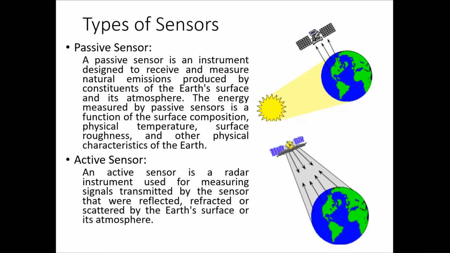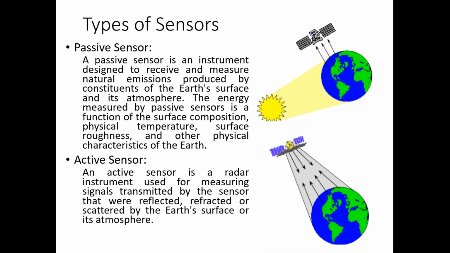And active sensors provide their own energy source for illumination, right? Can you give a general or common example for an active sensor? Mobile phone with flash, right? It's a general basic simple example for an active sensor, right? So remote sensing satellites or radars that are used for measuring signals transmitted by the sensor that are reflected, refracted, or scattered by the Earth's surface or its atmosphere are called active sensors. So this sensor emits radiation which is directed towards the target to be investigated, and the radiation reflected from that target is detected and measured by the sensor.